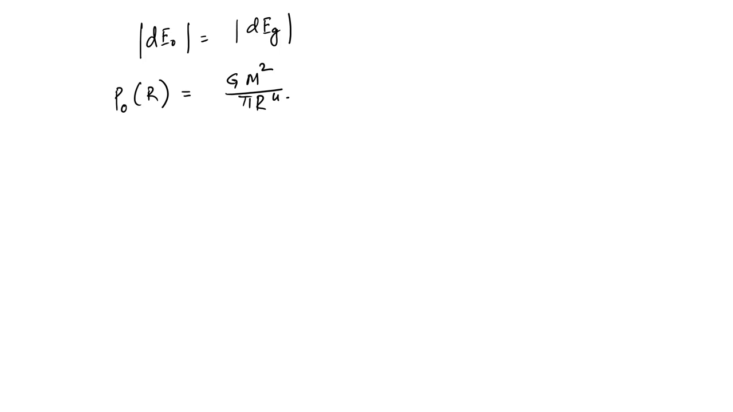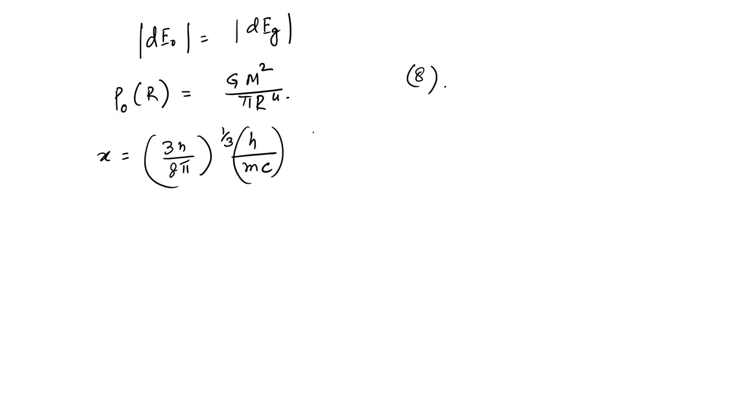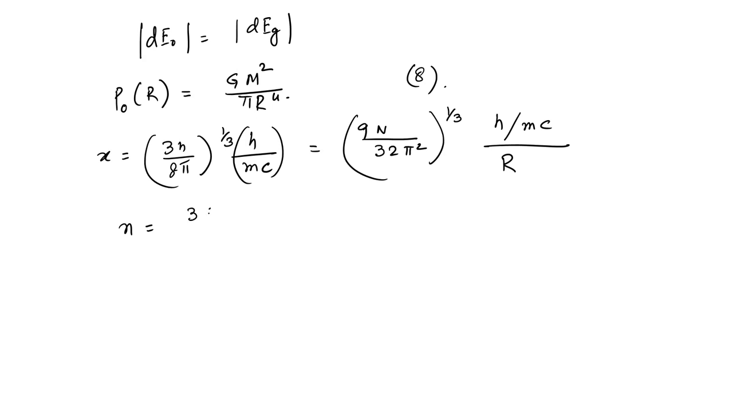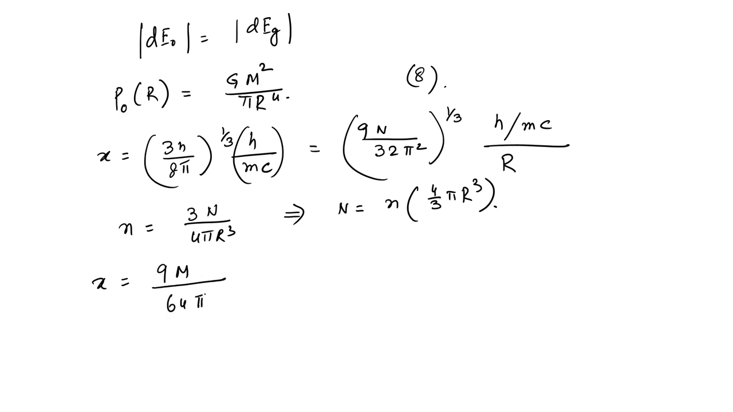Okay, and going back to our definition of x, which was (3n over 8 pi) whole to the power 1/3 times h over mc. If you remember, this h over mc is called the Compton wavelength. So this is (9N by 32 pi squared) whole to the power 1/3 times h over mc divided by R, where we have taken V equal to 4/3 pi R cubed. So what we have done is that we have written 3N by 4 pi R cubed, which is the same thing.